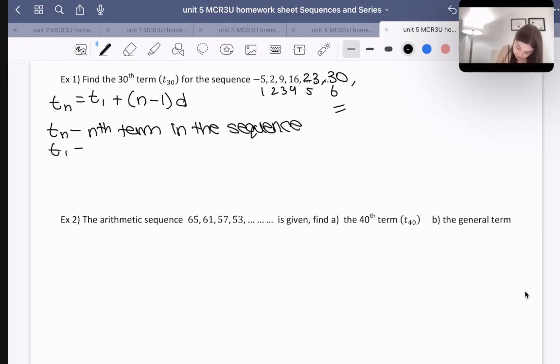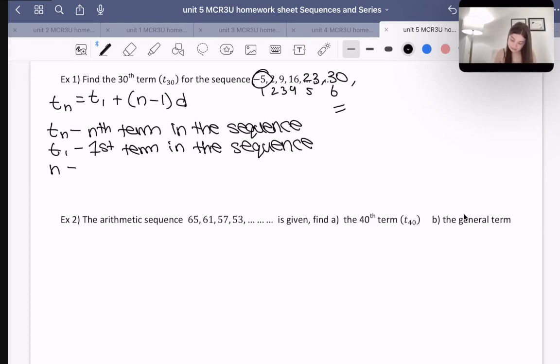Now t1, therefore, well, if tn is the nth term in the sequence, then t1 would be the first term in the sequence. And that's something we know, right? We can see the first term, the very first number here is -5. So that's something we already know. What about n? N in this case would be 30, right? N is the number of terms that we are counting. Here they want the 30th term, so n is 30.